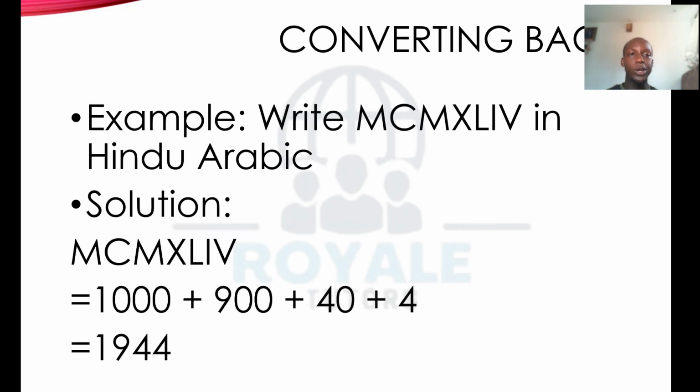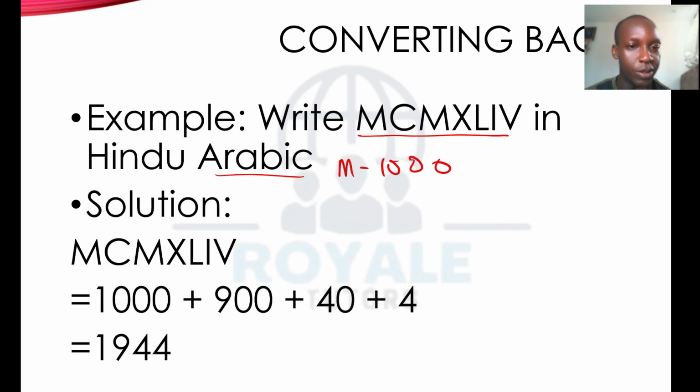So how do we also convert back? Converting back: how do we write numbers in Roman numerals back to the Indo-Arabic number system? That's our basic number. Of course, we take it one after the other. We know that M represents 1000. M is 1000. We know that CM, C is 100, of course, and M is 1000. So remember the rule: when we have a smaller numeral before a larger numeral, what do we do? We subtract. So CM is going to be 900.